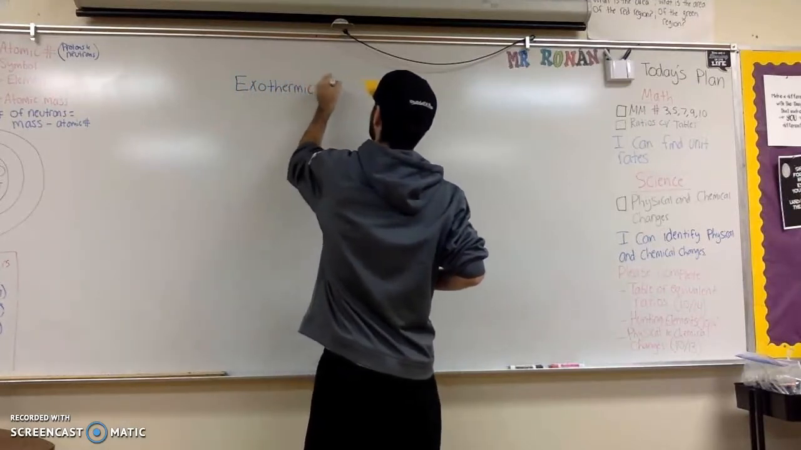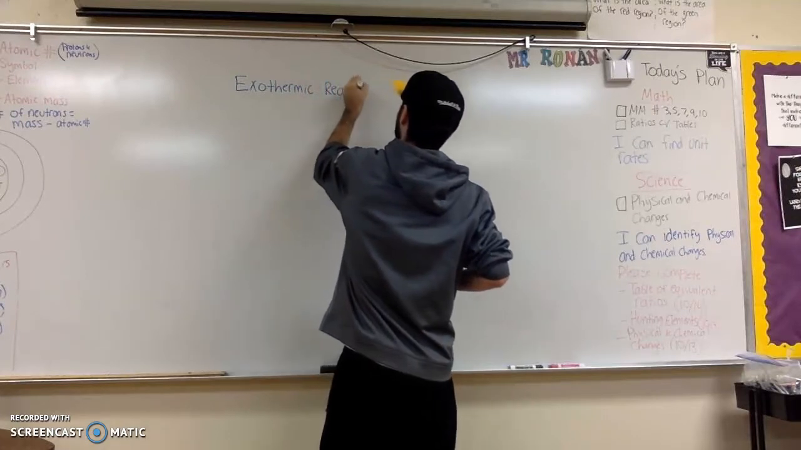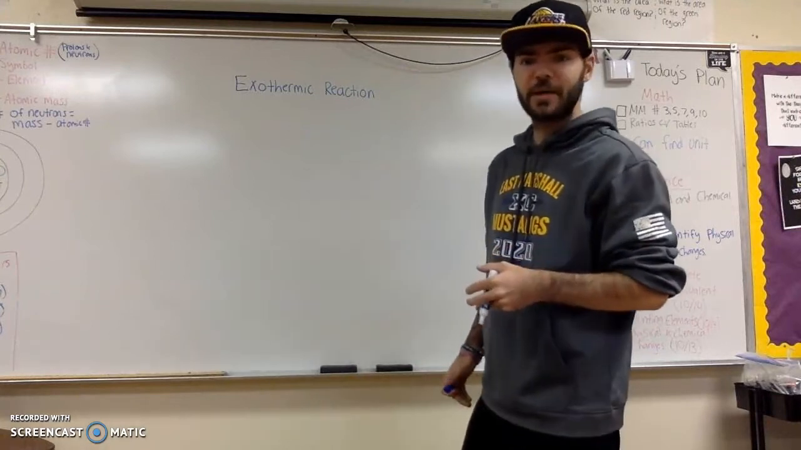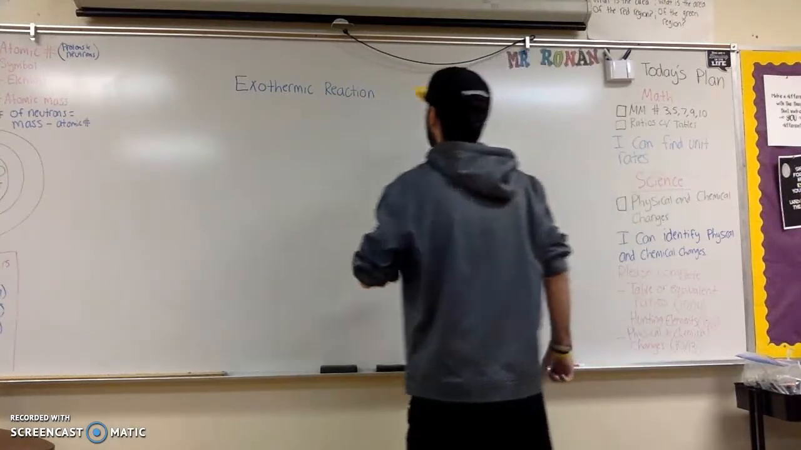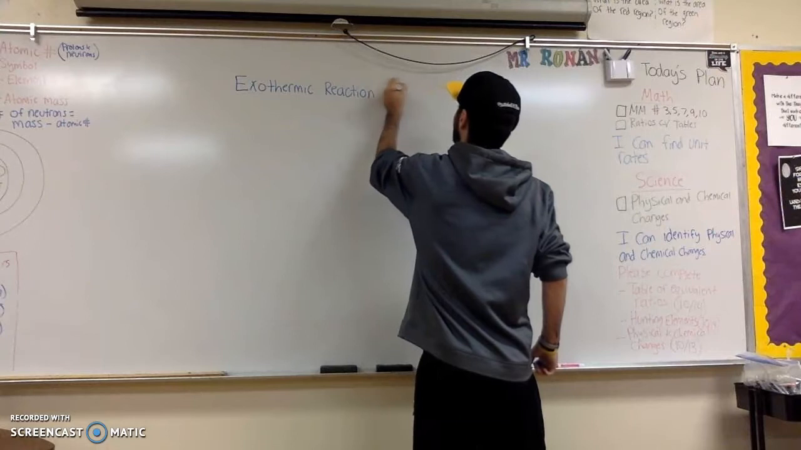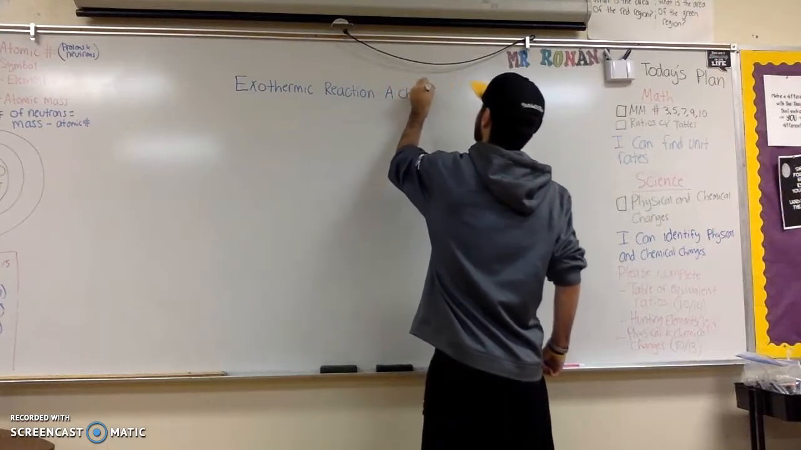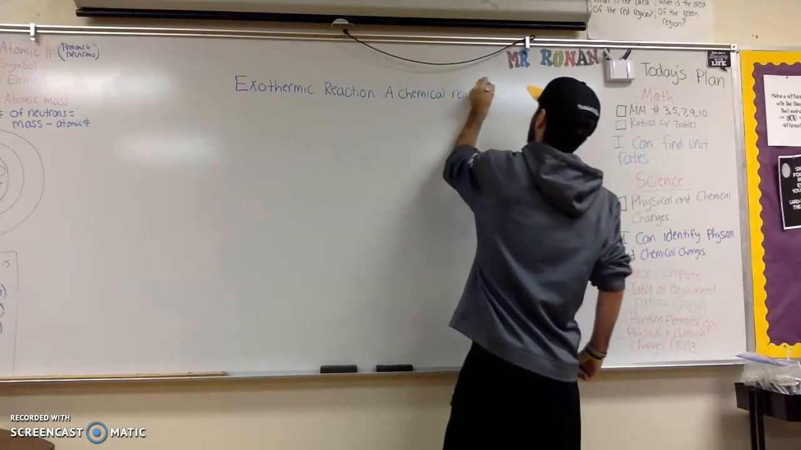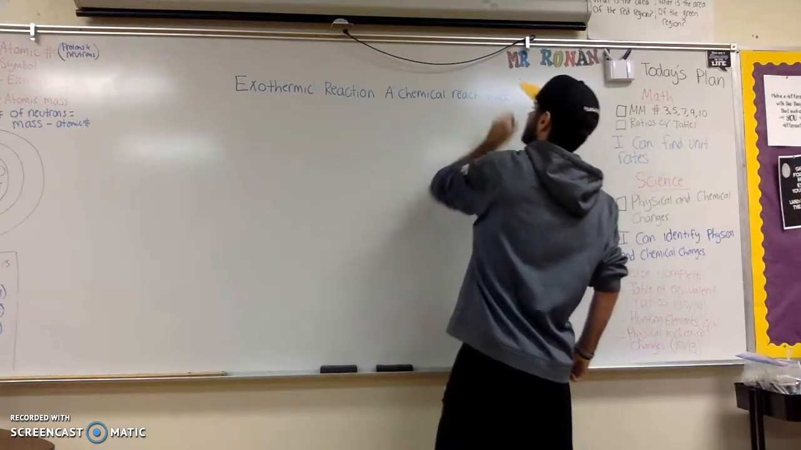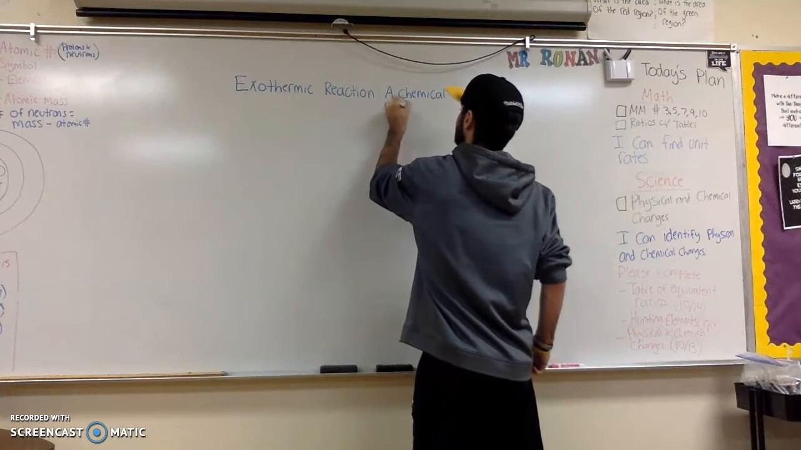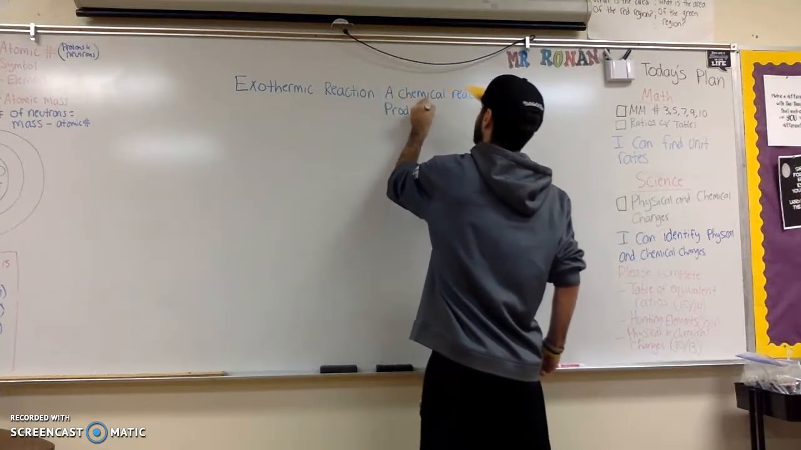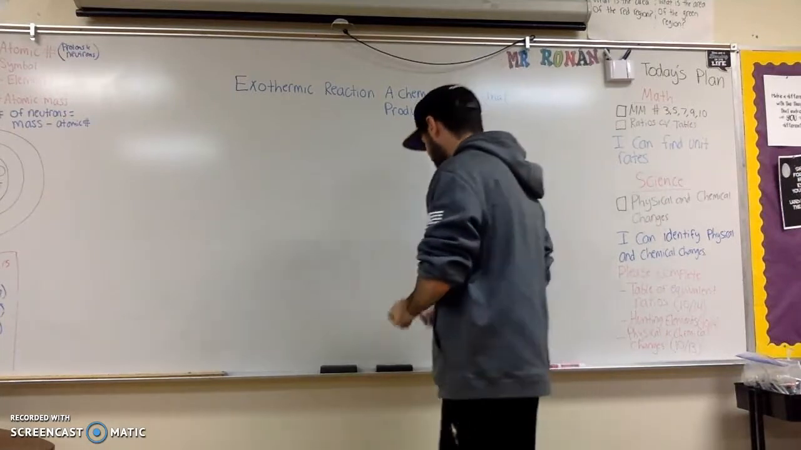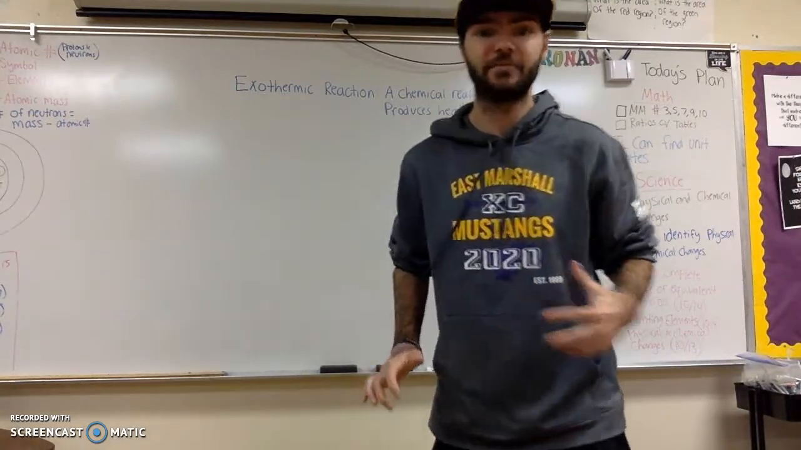Exothermic reaction, endothermic reaction. And really what an exothermic reaction is, it's just a chemical reaction that produces heat. So when we have an exothermic reaction, there's going to be a lot of heat involved.